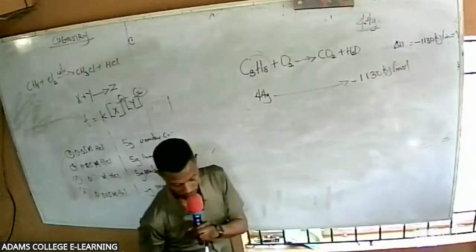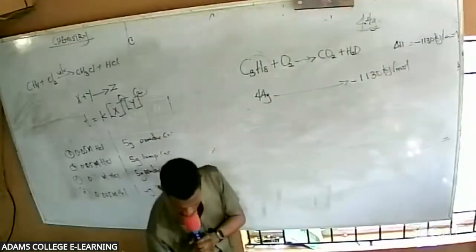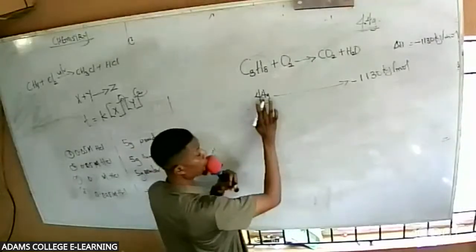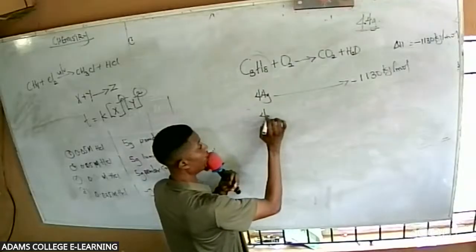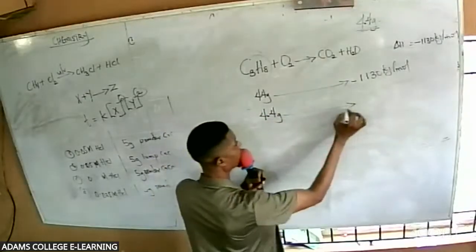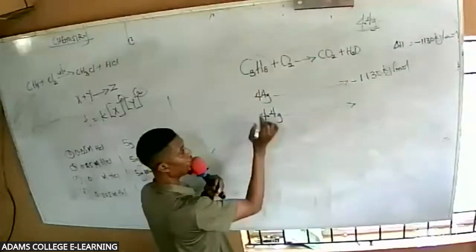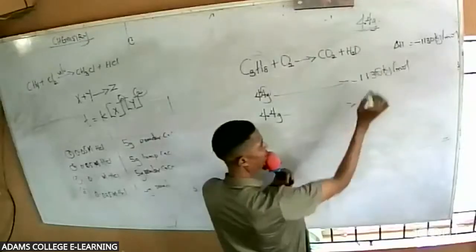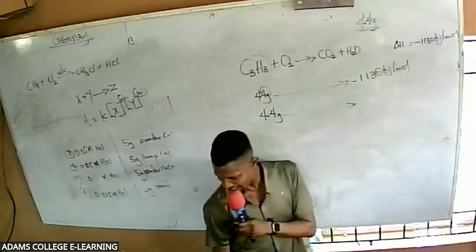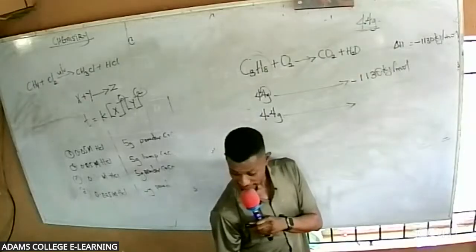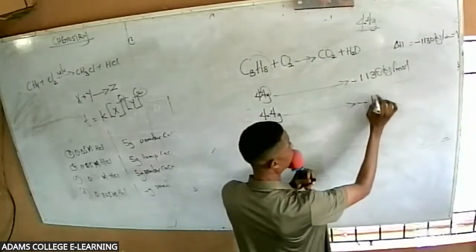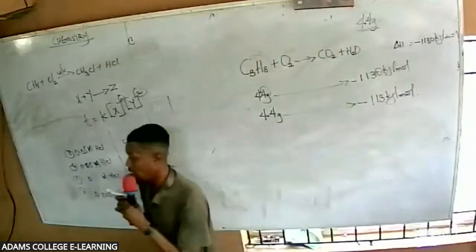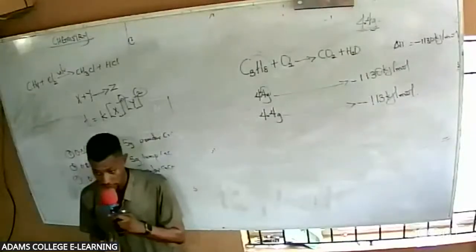So now we are looking for energy released by 4.4 gram. 44 to 4.4, the point moves how many times? 1. So what happened to this? What was the first answer you guys said? That's minus 113 kilojoules per mole. Check the answer here.